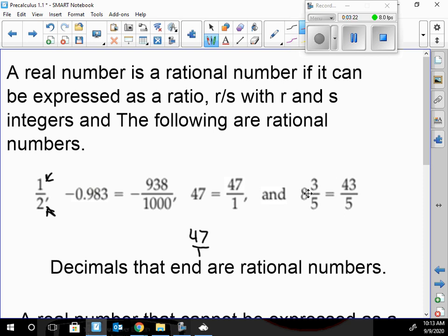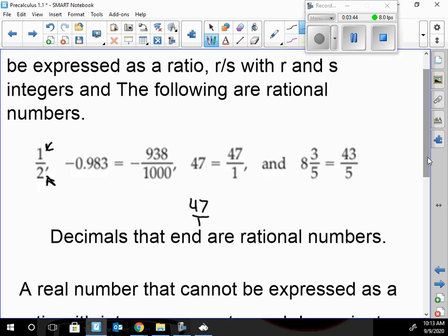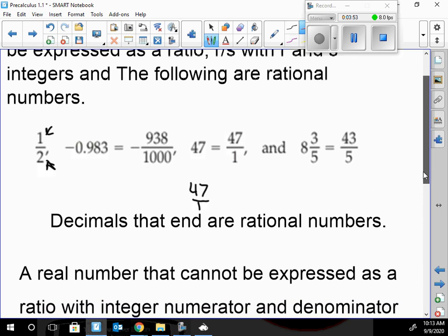Lastly, if I have a mixed number, like 8 and 3/5, that is also a rational number because I have the 3 over 5, but also because 5 times 8 gives me 40. Add the 3 on, that's 43. 8 and 3/5 is the same as 43 over 5. In fact, any decimal that ends is actually a rational number. So does that mean that every decimal that doesn't end is an irrational number? That's not exactly true.